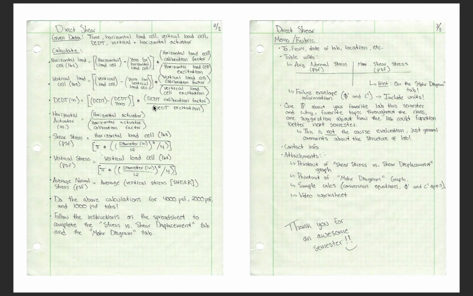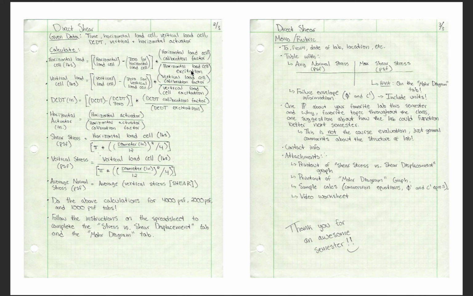As you can see, we have all these different equations over here: horizontal load cell, vertical load cell, deformation, horizontal actuator, shear stress, vertical stress, average normal stress. What we're basically given is the data that the computer would record from our sample. We're not actually going to run the samples ourselves. We're going to run these calculations for the 4,000, 2,000, and 1,000 PSF tabs, and follow the instructions on the spreadsheet. Let's dive into the Excel, and we'll come back to what I'm expecting for the memo.